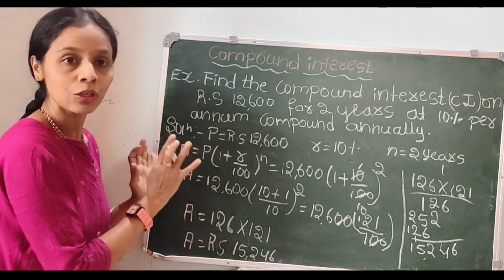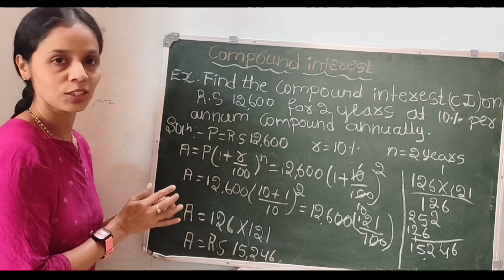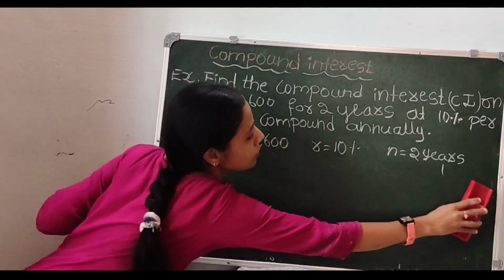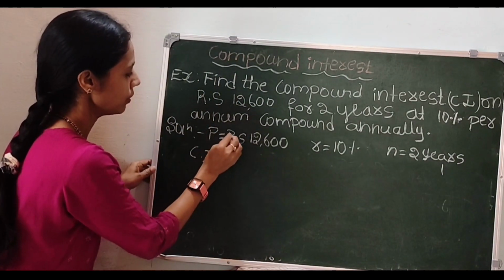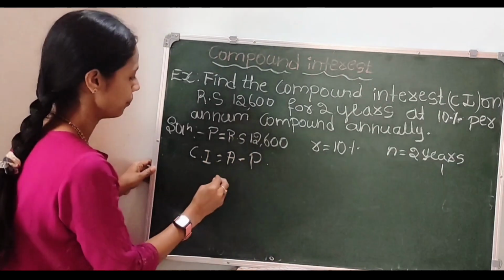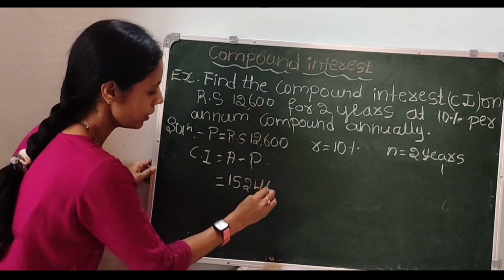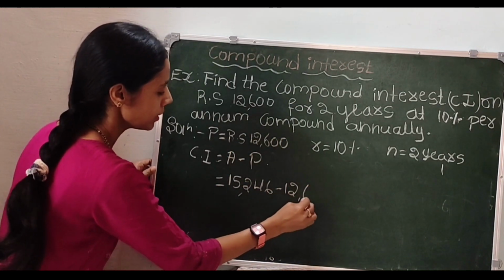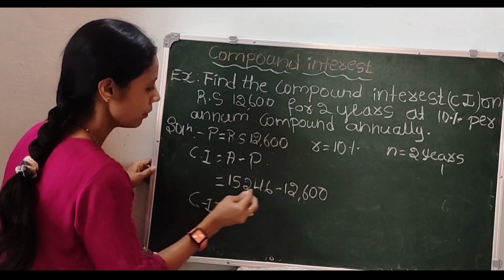Next we find out compound interest using formula. CI is equal to A minus P. Okay. So CI is equal to A minus P. The value of A is 15,246 and P is 12,600. Simplify these two, we get compound interest.